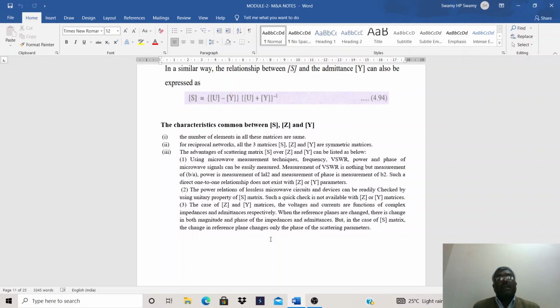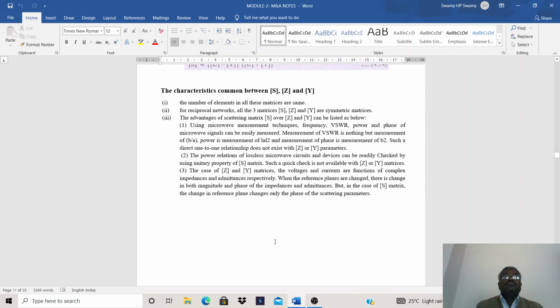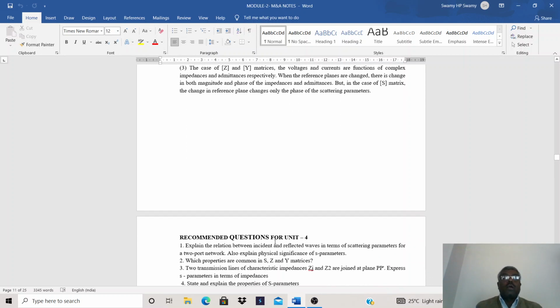The third advantage of the S matrix: in the case of Z and Y matrices, the voltages and currents are functions of complex impedances and admittances respectively. When the reference planes are changed, there is a change in both magnitude and phase of the impedances and admittances. But in the case of the S matrix, the change in the reference plane changes only the phase of the scattering parameters. So these are the main advantages of the S matrix over Z and Y parameters.